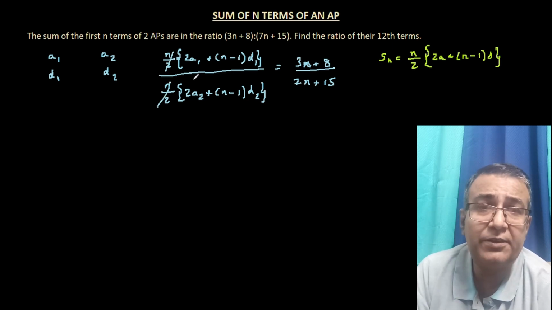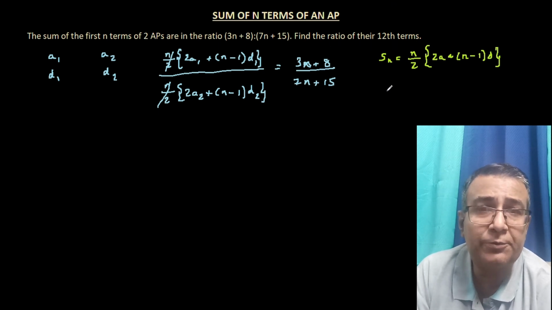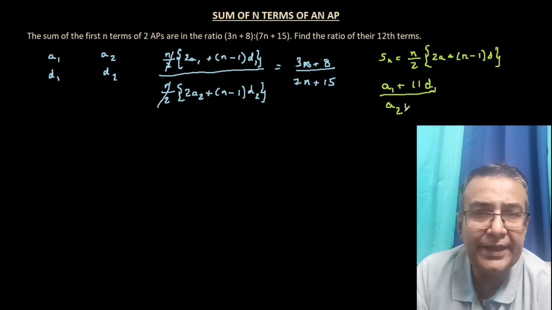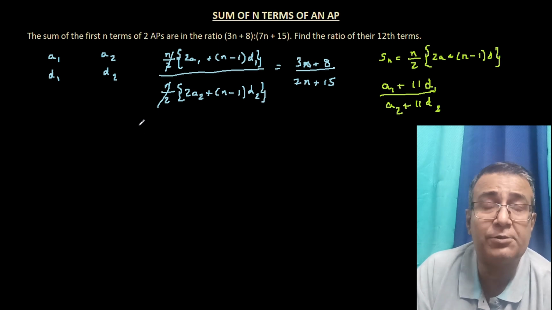Now since we have to find the ratio of their 12th terms, let's write that also, what needs to be found out. So the 12th term of the first AP would be a1 plus 12 minus 1, which gives us 11, so 11d1 over a2 plus 11d2. That's what needs to be found out. Okay, now we come to the slightly tricky part. So this you have to understand closely.